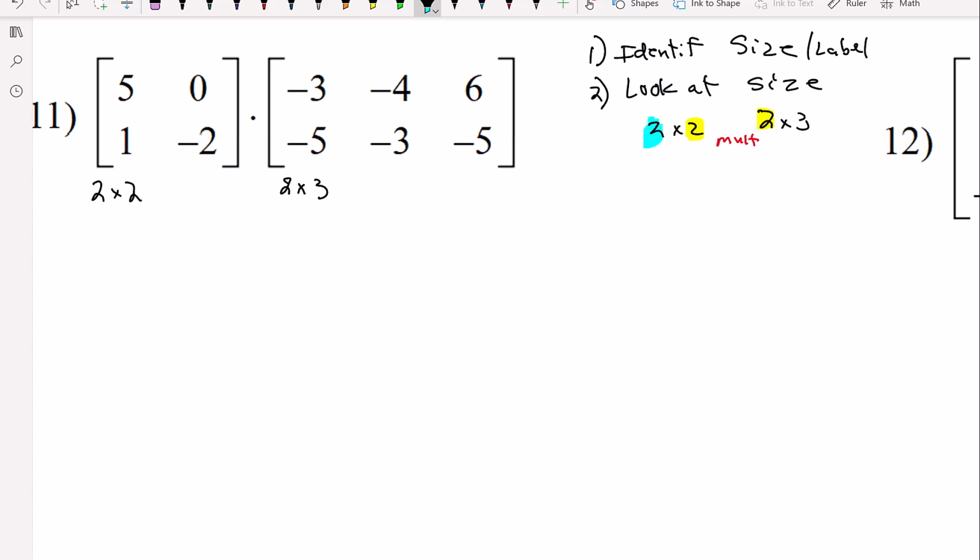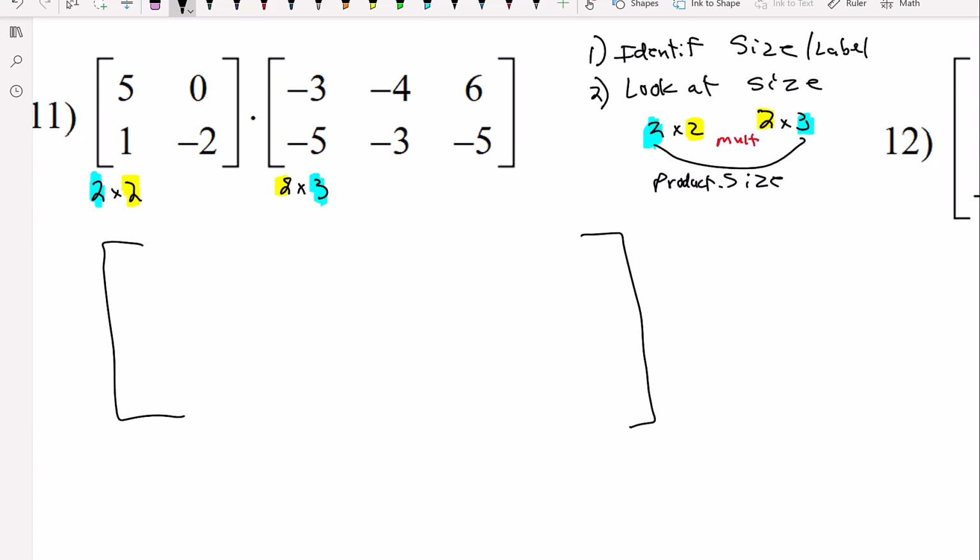Then the two outside numbers dictate the size of the product. So that's what we have here. We look, those two values are the same, so we know we can multiply. And when we multiply, it will be 2 rows. And I'm going to make this very long. In fact, I'm going to make that a little bit taller too, because there's some stuff we have to do in there.